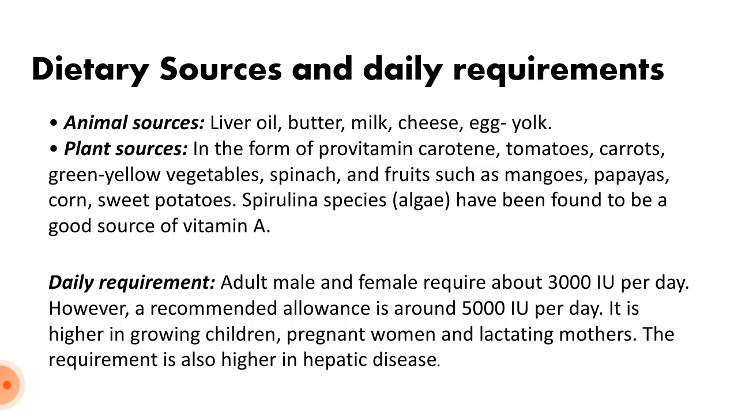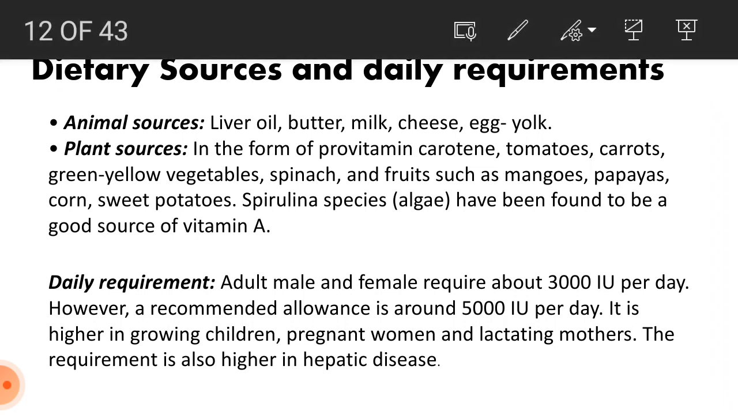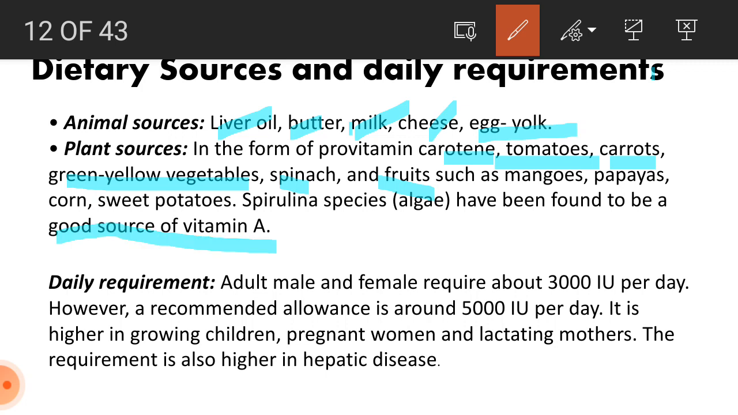The dietary sources and daily requirements. The major animal sources are liver oil, butter, milk, cheese, and egg yolk. Other plant sources in the form of provitamin carotene are tomatoes, carrots, green and yellow vegetables, spinach, fruits such as mangoes, papayas, corn, sweet potatoes, and an algae called spirulina is also a rich and good source of vitamin A.